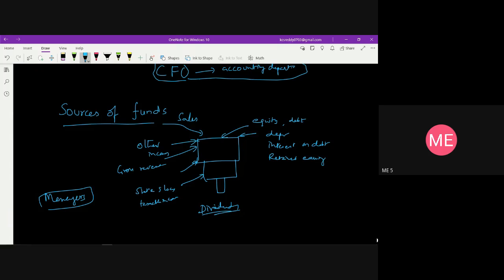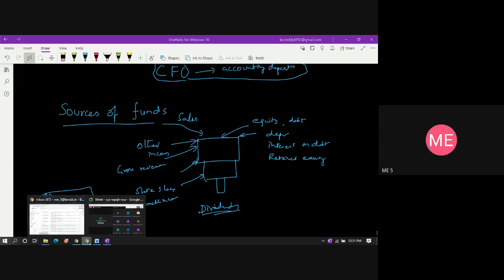So this is about the sources of funds, how funds can be obtained from different sources in a particular organization. With this, I'll stop today as we have completed module 4.